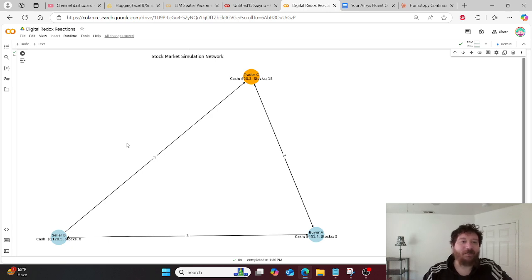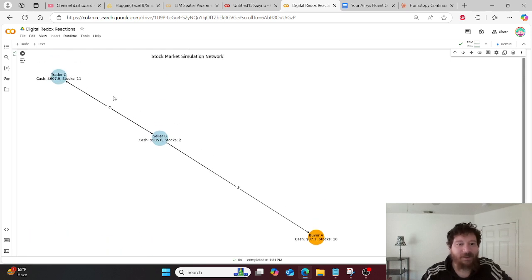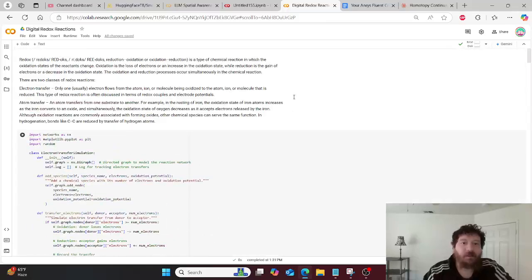And so you get to play around with this, and this shape changes a lot, right? You can see this is dramatically changing in shape, and in this instance buyer A gets creamed and seems to be in pretty bad shape, whereas trader C is making a killing. It's got a lot of cash and a lot of stock. So you see the simulation comes out different every time, and we're literally utilizing concepts from nature, this concept of redox, which deals with oxygen, oxidization, atom transfer, and electron transfer.